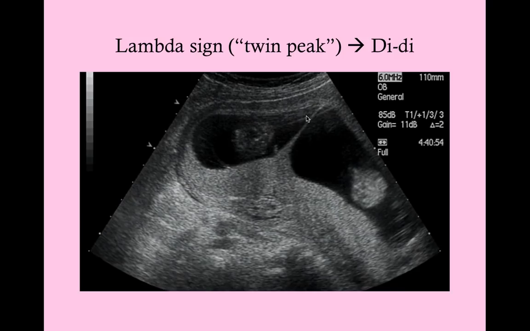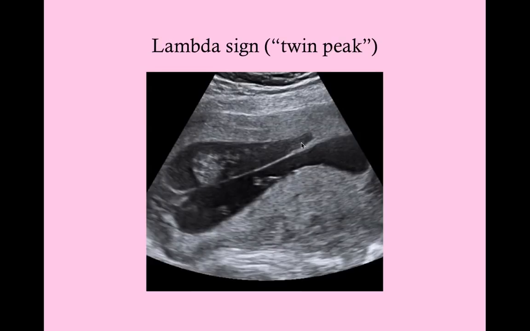So here is a lambda sign. You see a nice thick intertwin membrane and this twin peak here. So lambda sign. This one's a little bit less obvious, but you see your intertwin membrane here and then your twin peak right here. So dichorionic diamniotic twins.